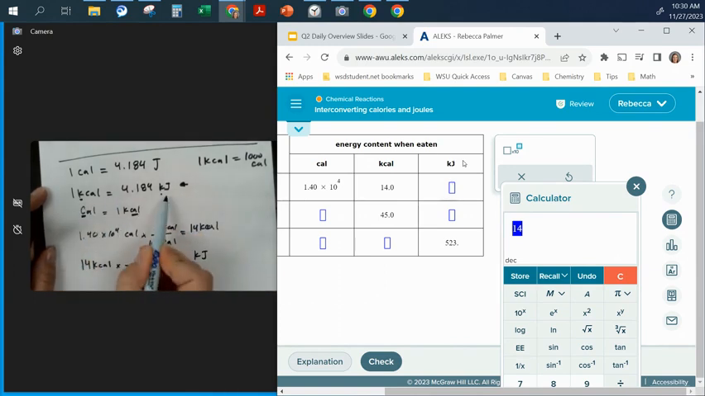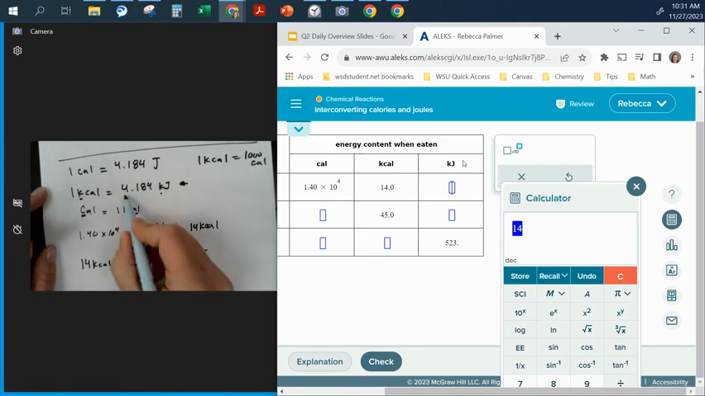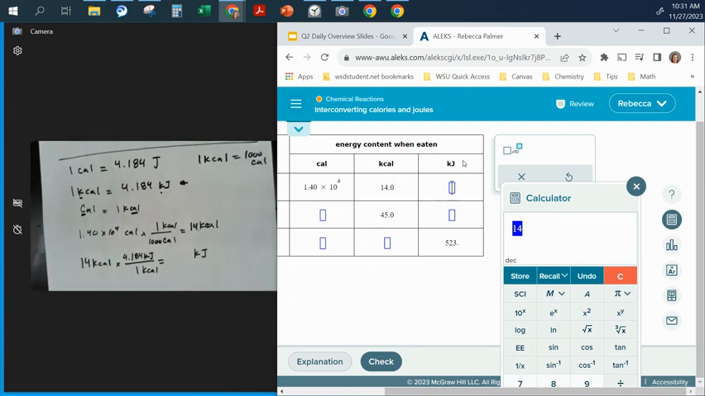So this is the one I'm going to use. Kilojoules is going to go on the top. That's what I need to end up with. I need to cancel out kilocalories, so that's going to go on the bottom. And my unit conversion says 1 kilocalorie for 4.184 kilojoules. So I'm just going to type that in.